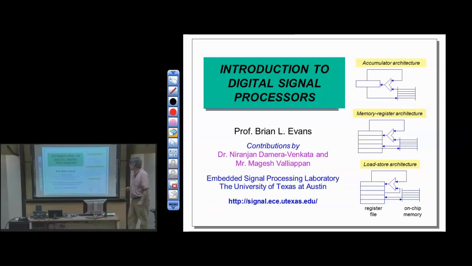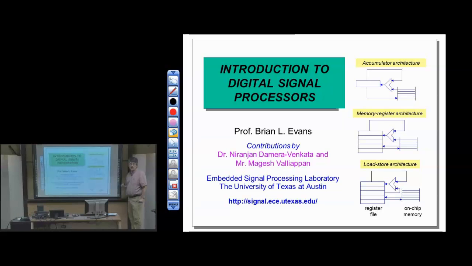What I show here on the slide are three classic architectures for an embedded digital signal processor. The architectures are really chosen to do high-speed arithmetic and also, separate from this, to support high-speed input-output. So this is the CPU core, and the first commercially successful digital signal processor was in 1982 from Texas Instruments.